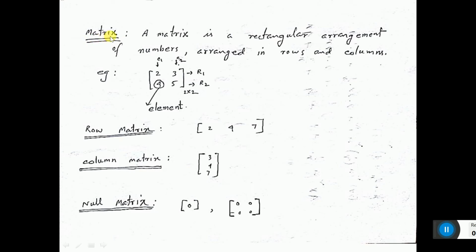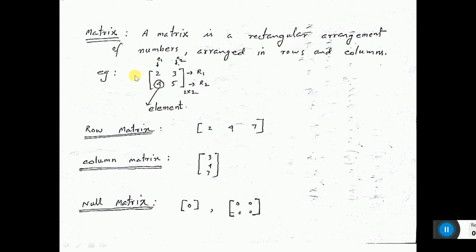See, a matrix is a rectangular arrangement of numbers arranged in rows and columns. See one example I have taken: 2, 3, 4, 5. You can take any elements. This 2, 3, 4 and 5, everyone is called an element. That's why you see I have marked here element.